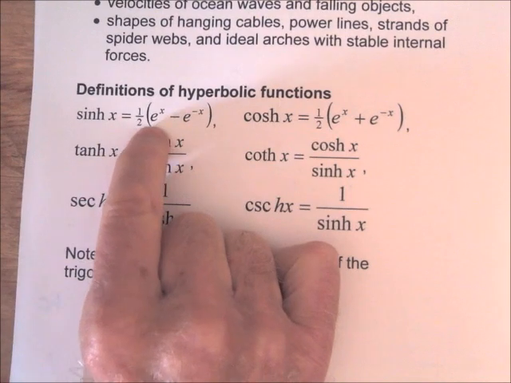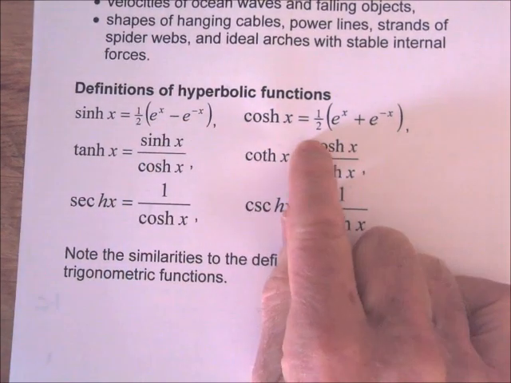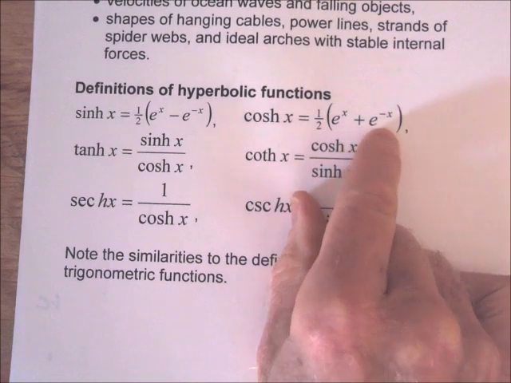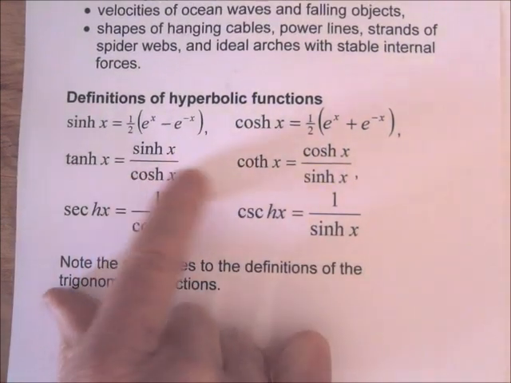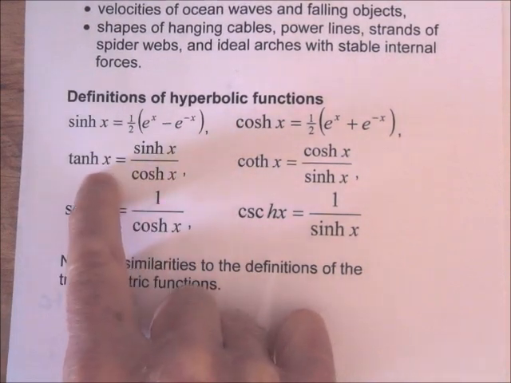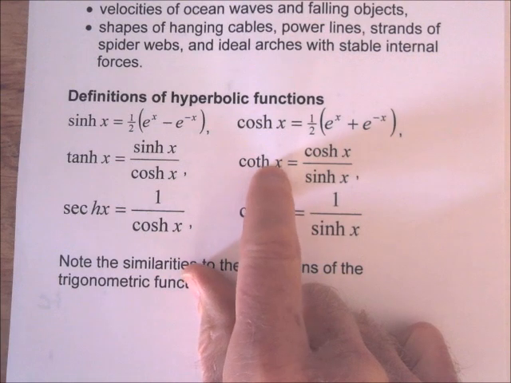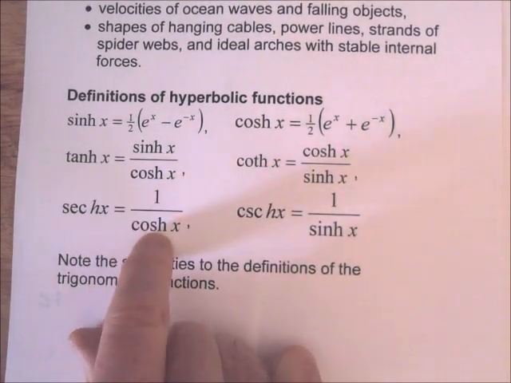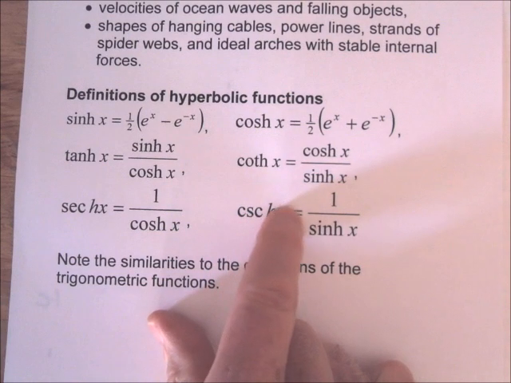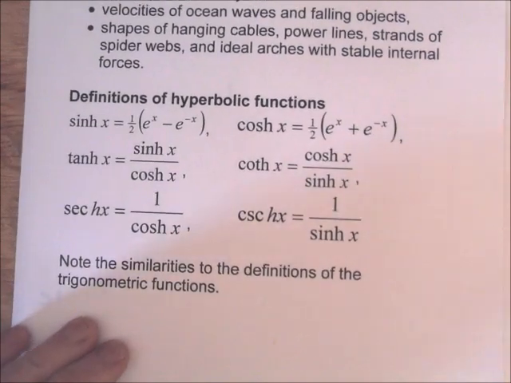The sinh x is 1/2 (e to the x minus e to the minus x), cosh x is 1/2 (e to the x plus e to the minus x), and the rest of the functions are defined in terms of the sinh and the cosh. So the tanh is sinh over cosh, coth is cosh over sinh, sech is 1 over cosh, and csch is 1 over sinh. So these are very similar to the definitions of the trig functions.